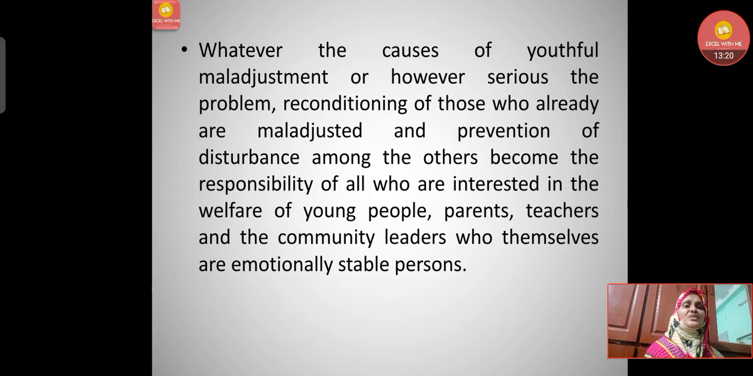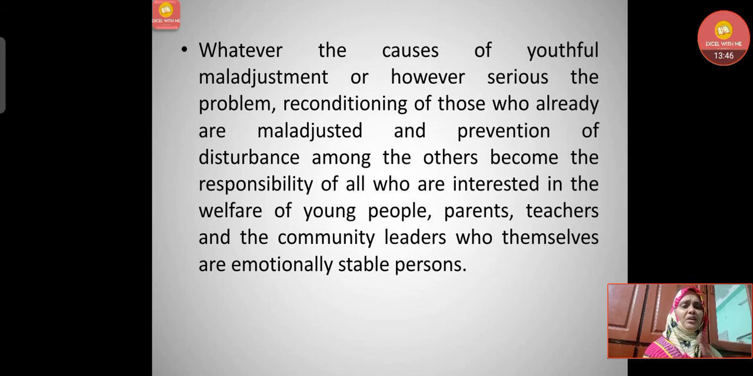Whatever the causes of youthful maladjustment or however serious the problem, the reconditioning of those who already are maladjusted and prevention of disturbance among the others become the responsibility of all who are interested in the welfare of young people: parents, teachers and the community leaders who themselves are emotionally stable persons.